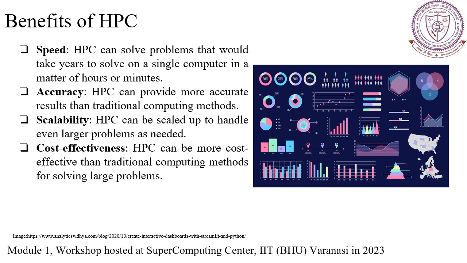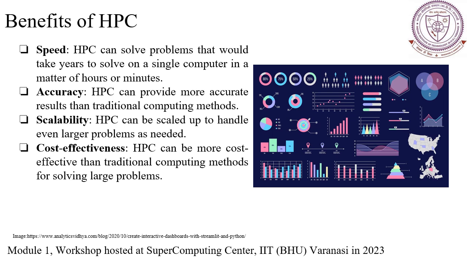Accuracy. HPC can provide more accurate results than traditional computing methods. This is because HPC systems can use more powerful processors and more memory to perform calculations. This is important for tasks where even a small error can have serious consequences, such as predicting the weather or designing nuclear reactors. The third one is scalability.